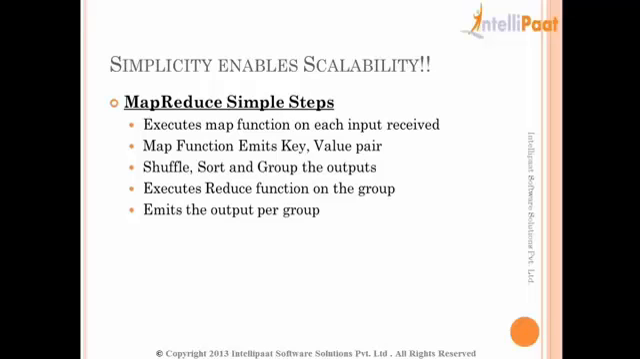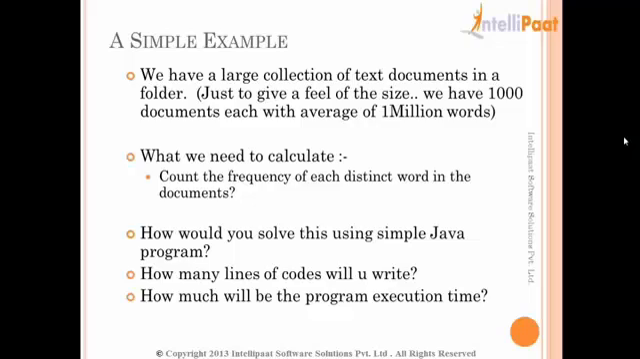That's the only difference. Okay, so here is a simple example, and we will take this example to explain MapReduce further. We have a large collection of text files in a folder. Assume that you have 1000 documents, and each document has an average of 1 million words, 1 million different types of words. It's an English document, let's assume for now. This is our problem statement: we need to count every word and, for every word, how many times it has occurred in all the documents.